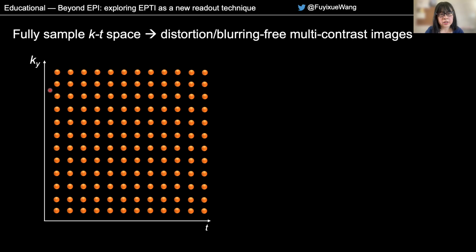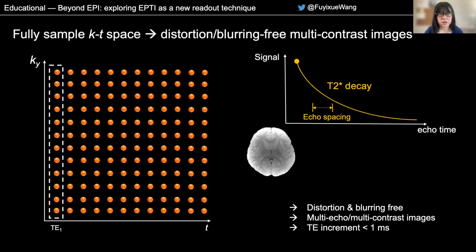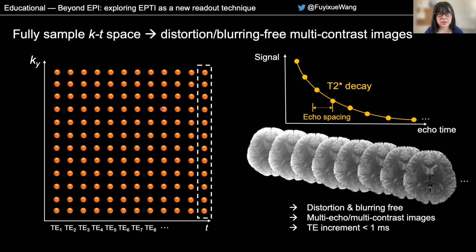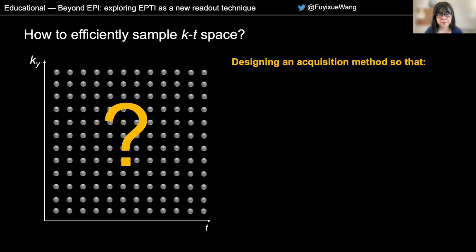So let's take a look back at the KT space. If we can fully sample all the data, then at each column, all the phase encoding lines will be acquired with the exact same B0 phase and signal magnitude. So we can take each column out to generate an image without any distortion and blurring. We can also get multiple contrast images with a small time increment of an echo spacing. However, this requires hundreds of excitations, leading to impractically long acquisition time.